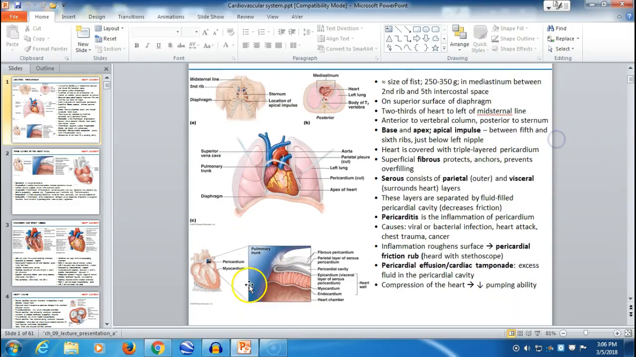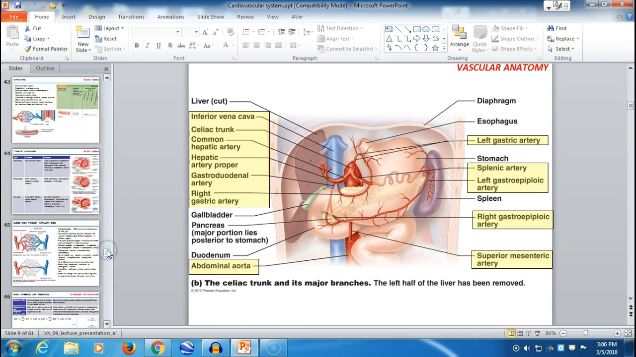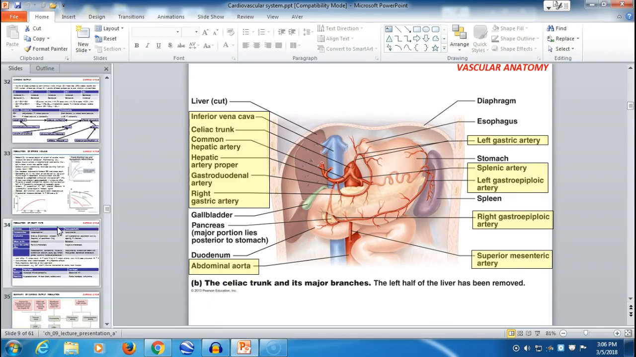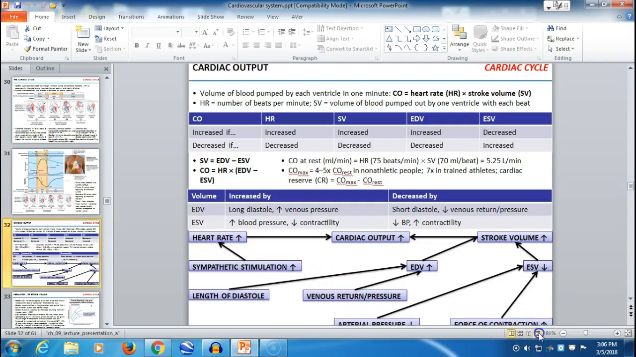So I think we have finished with the start to talk about cardiac output. Is that right? Awesome. There's a lot of connections over here.